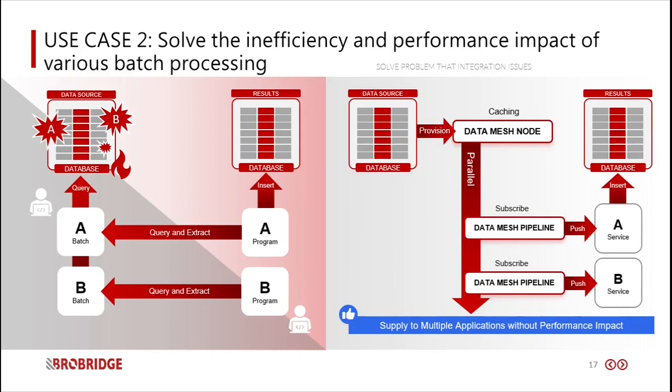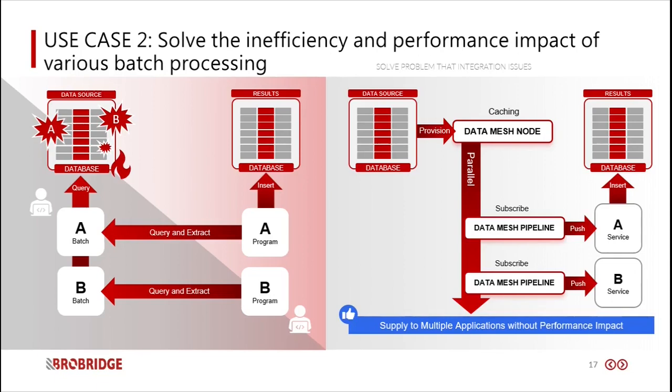The second case, inefficient batch processing and performance impact. Batch processing requires a momentary high system loading burst. The more data is needed for applications, the heavier the loading on the data source, including those who access it in exporting the data.